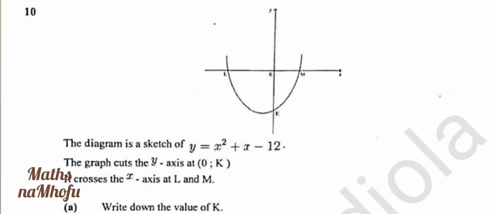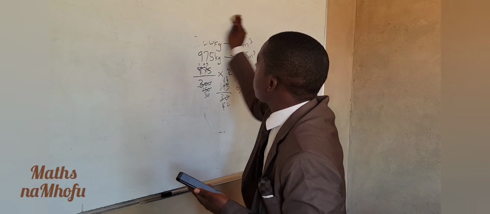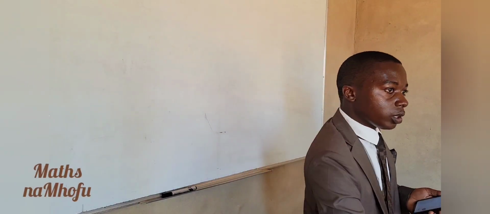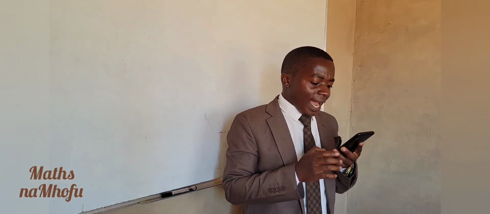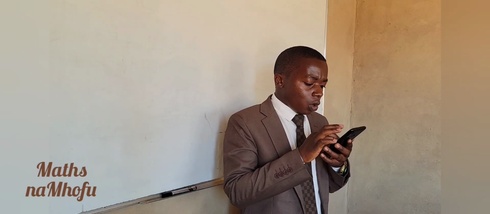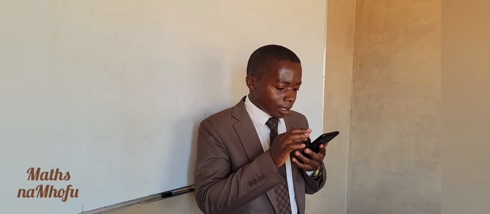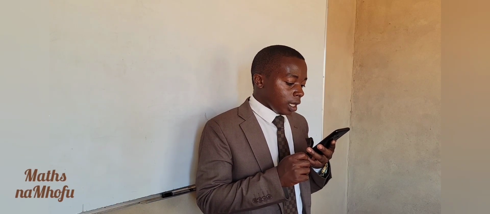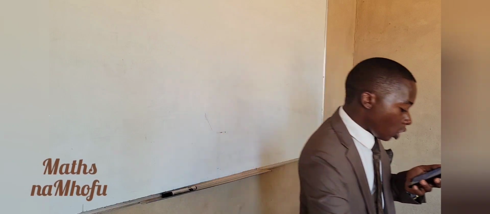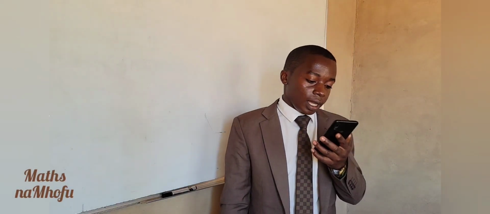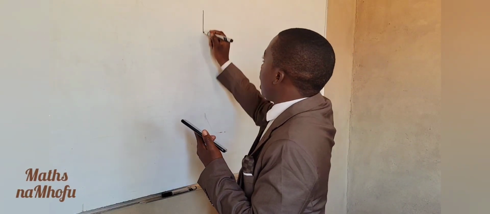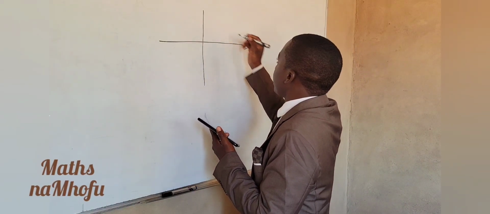Question number 10. I like this one because it is very, very simple. It is simple more than that simple itself. The diagram is a sketch of y equals x cubed plus x minus 12. The graph cuts the y-axis at (0, k). It crosses the x-axis at L and M. Write down the value of k. So this is our graph.